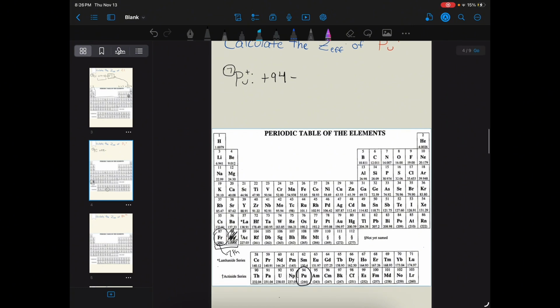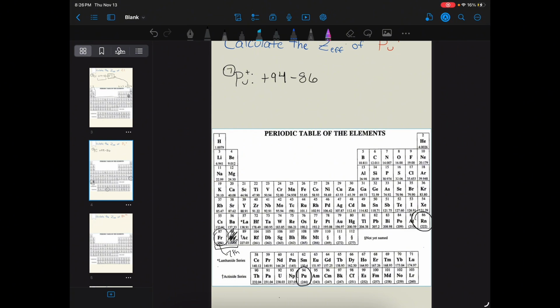So now we have to eliminate any elements that are blocking the view yet again. So what element here is blocking the view of a 7th energy level element? That would indeed be radon, Rn, which is 86. So we would do plus 94 minus 86. Next, we have to see after radon, Fr is not blocking it because it's 7th level.